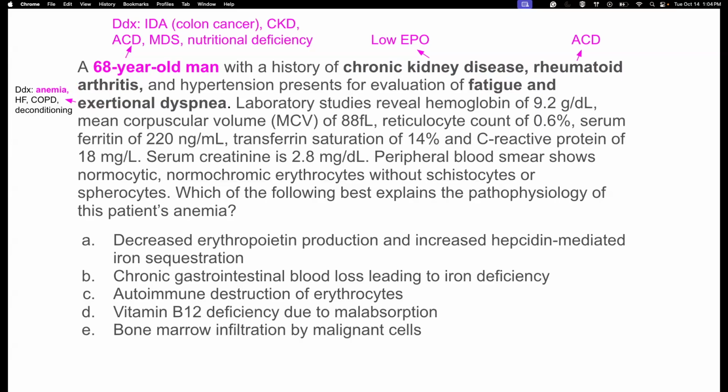You can also have potentially a myelodysplastic syndrome or MDS. So maybe this patient has, let's say, CLL. Could also have a nutritional deficiency, so something like folate or B12 deficiency. So some other things to keep in the back of our mind. The next sentence has a whole bunch of lab values, so let's just go through them one by one.